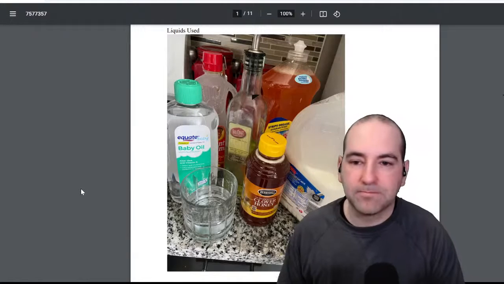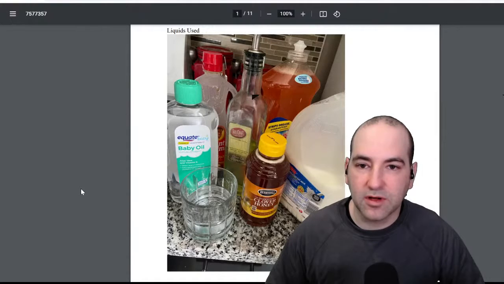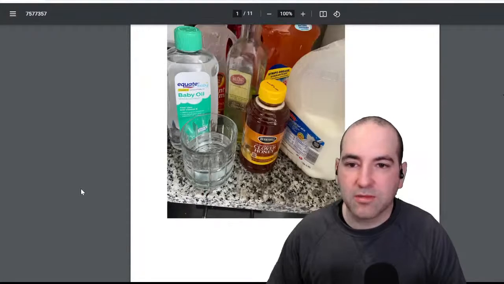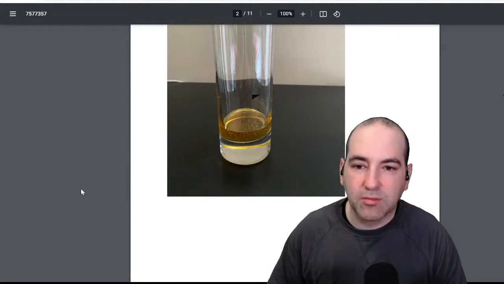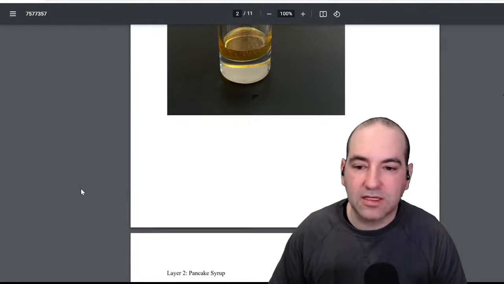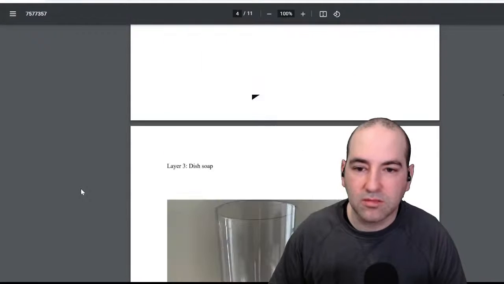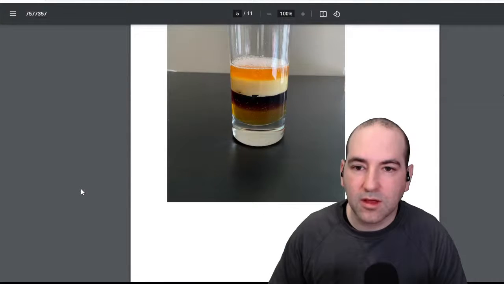So they were looking at a density column, so investigating densities of different liquids and stacking them together. They found a bunch of stuff around the house and put them into layers by expected density, seeing what they would do. So there's a honey, pancake syrup, some dish soap, milk.